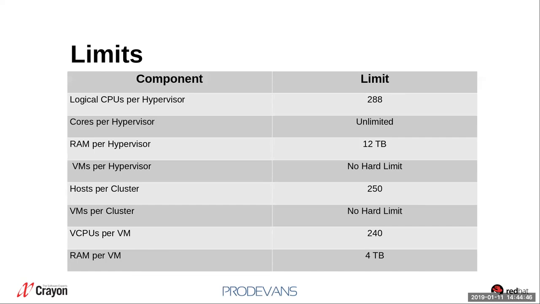Hosts per cluster, in a single cluster, the maximum hosts you can add is 250, not more than that. VMs per cluster, there is no hard limit. You can create as many as you want. vCPU per VM, the maximum is 240, minimum is 1. RAM per VM is 4 TB. Okay, so this is the limit you have. We cannot go beyond this limit.